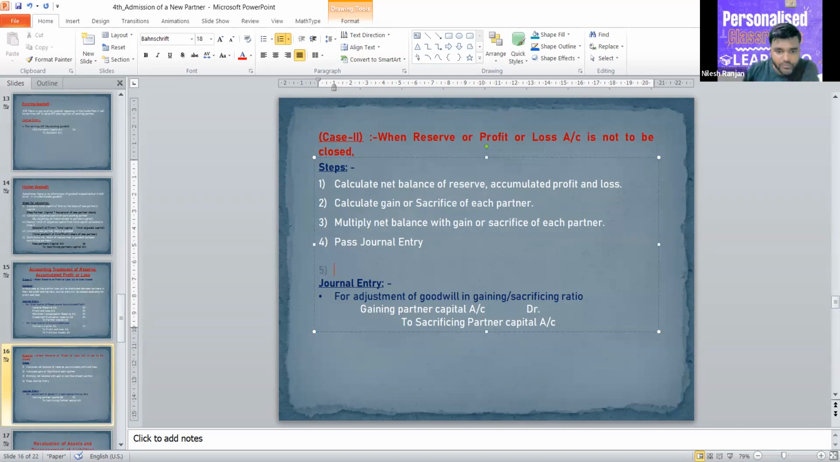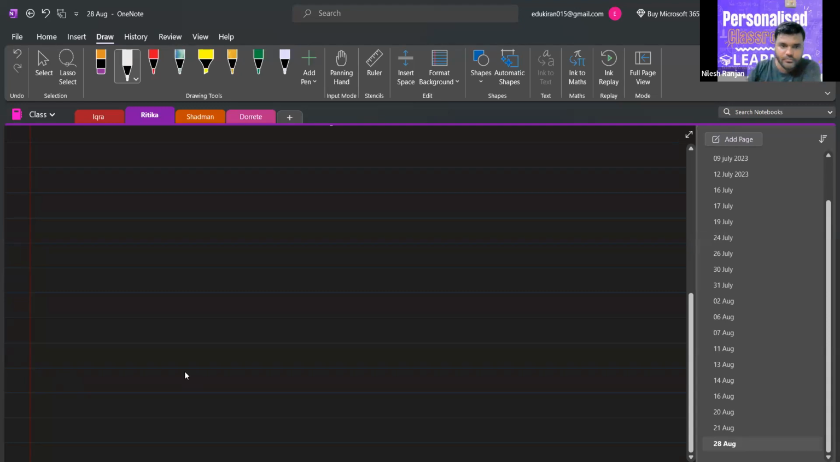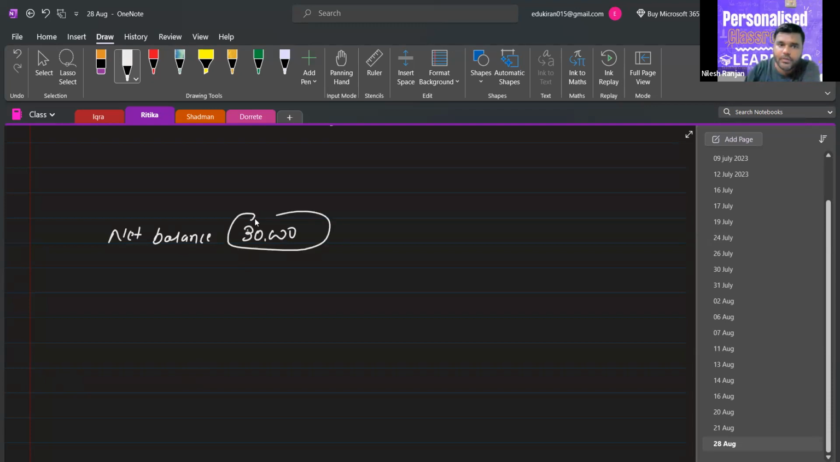So let me give you an example for this. Let's say we have 30,000 of net profit or net balance. Now, there are two partners, A and B. Their profit sharing ratio was 3:2. After that, there are three partners. C is admitted as a new partner, and now the new profit sharing ratio is 3:2:1.